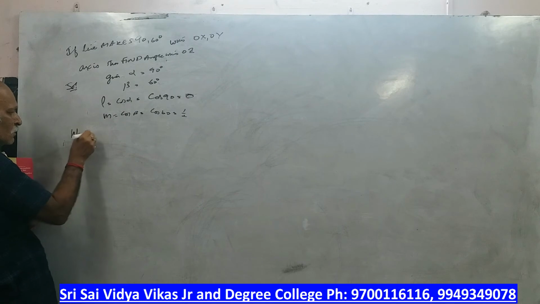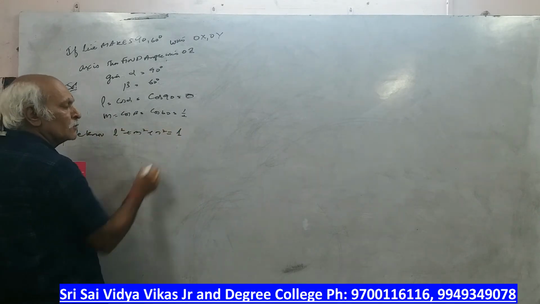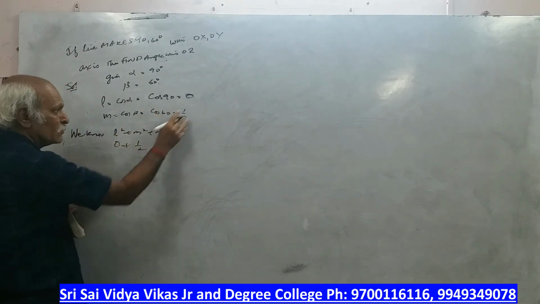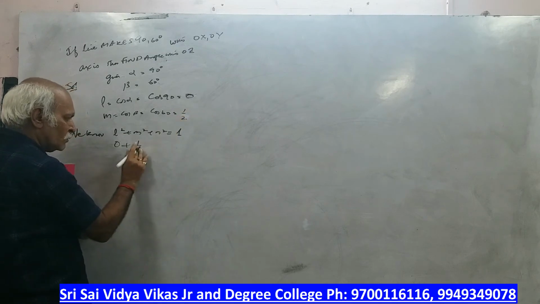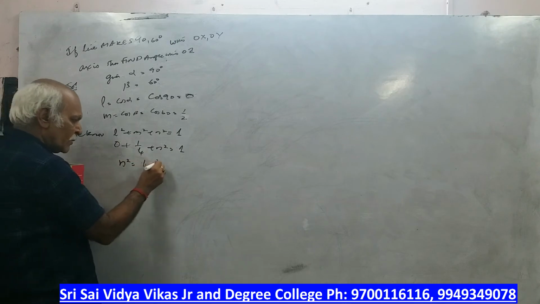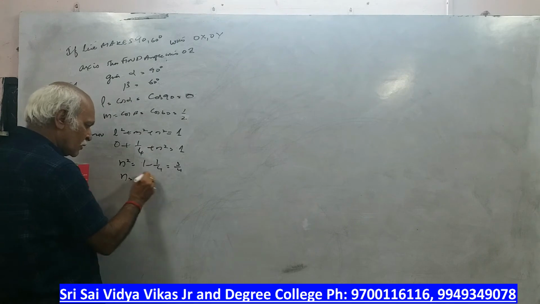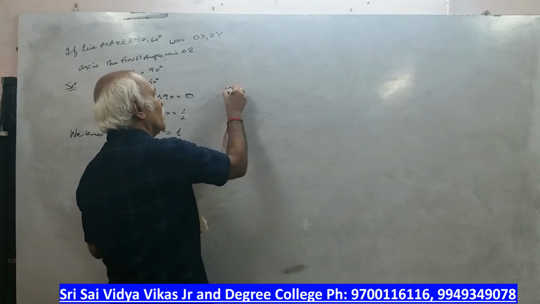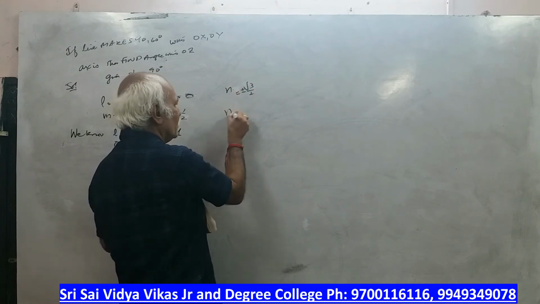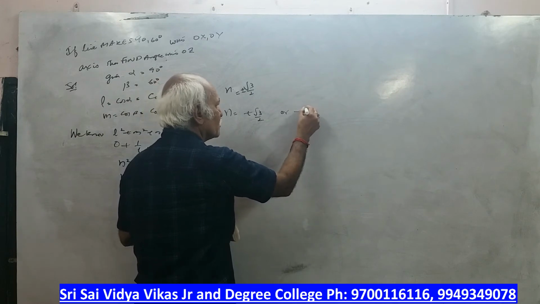We know L square plus M square plus N square is equal to 1. So here L value is 0, M value is 1 by 2. So 1 by 4 plus N square is equal to 1. So N square is equal to 1 minus 1 by 4, 3 by 4. So N is equal to root of 3 by 4, which is plus or minus root 3 by 2. So N is equal to what, sir? Plus root 3 by 2 or minus root 3 by 2.